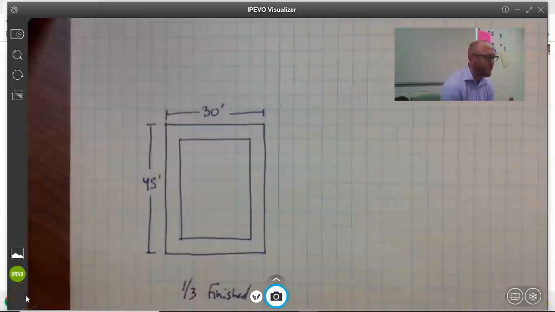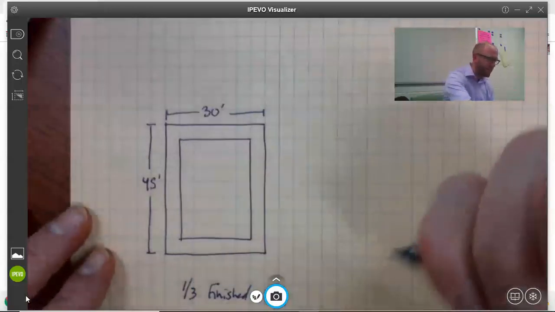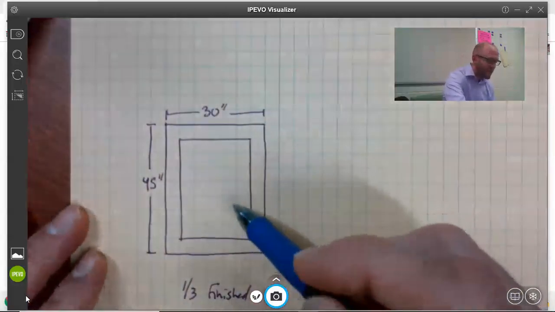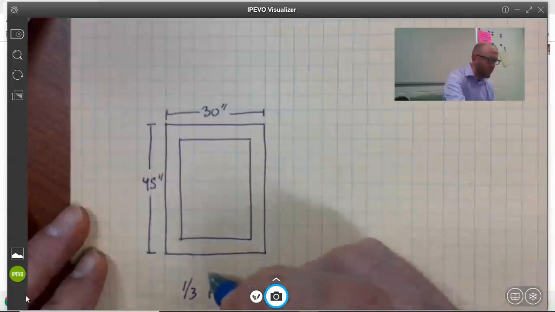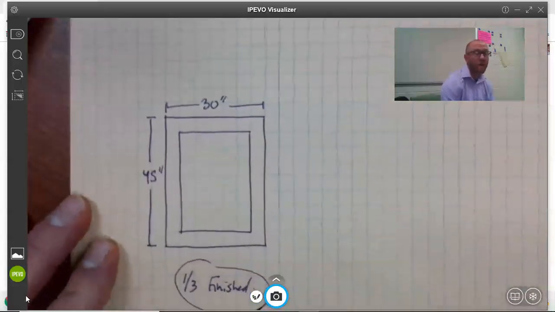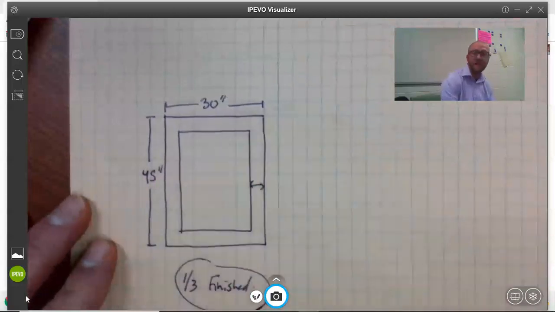Okay, so basically here we have a picture frame style problem. Not exactly the same as the one that you're working with, but it's close enough, right? So I got a picture frame. Here's the outside border. It is 30 inches by 45 inches, and the outside border makes up 1/3 of the overall area. And the question is, how wide is the frame?